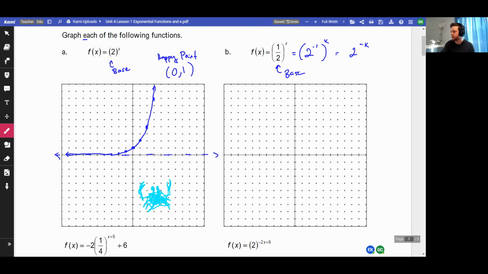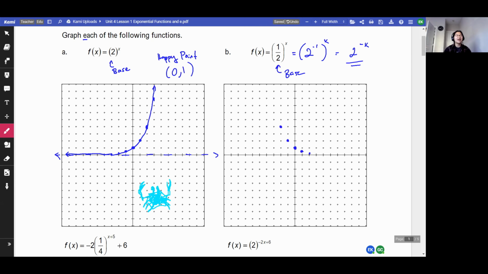Looking at this, before I even start to graph anything point-wise, 2 to the -x is just a reflection over the y-axis, right? Yes. When we negate the input, we are taking all of the inputs and moving them to the other side of the y-axis. So the happy point stays where it is. That's why it's the happy point, because it's always there. You can rely on it. It's a good friend.